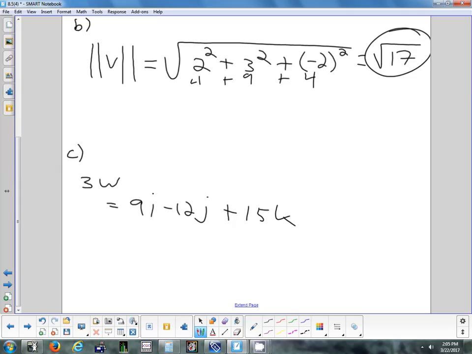So any questions on the magnitude, scaling, adding or subtracting in 3D? Okay, we're going through it a little quicker because we've already done it all in 2D and it's very, very similar.